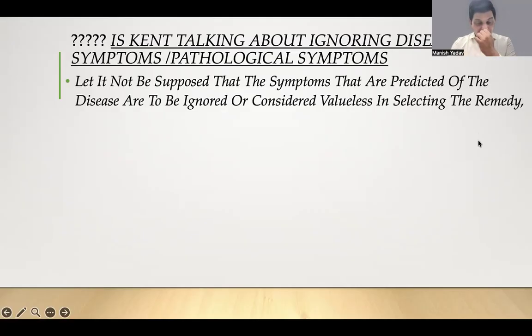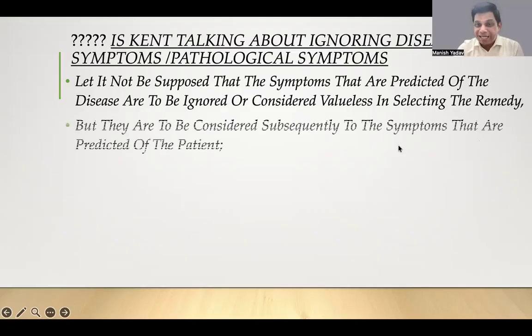See what he's writing. And now he gives you the way to approach a case. Let it not be supposed that the symptoms that are predicted of the disease are to be ignored or considered valueless in selecting the remedy, but they are to be considered subsequently to the symptoms that are predicted of the patient. He only says that the disease symptoms, the pathological symptoms, are important. It is not valueless. The only thing is, they have to be considered subsequent, meaning next to the symptom predicted of the patient.